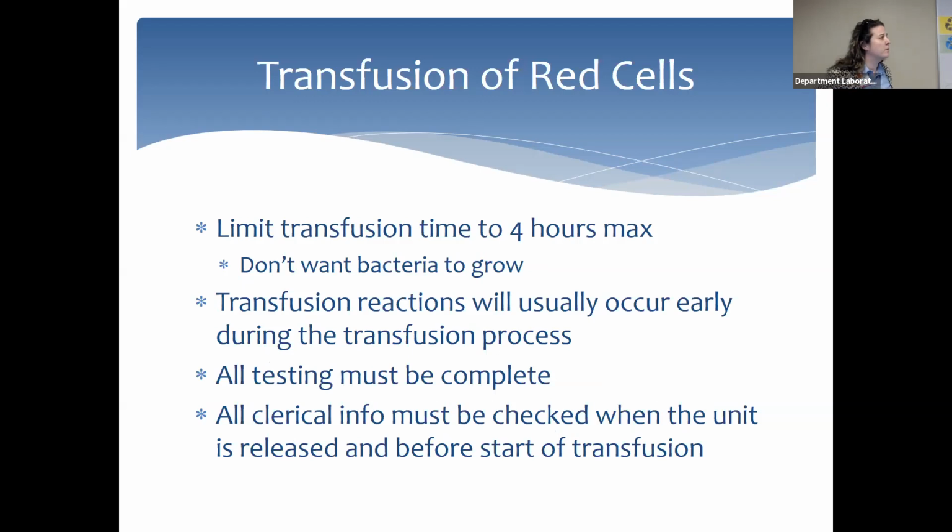And it's very important, before you issue these units to patients, that all of your testing is done. The patient's ABO, all discrepancies have been resolved. The Rh has been reported out. Your IAT has been performed. If they have any antibodies, then these units have been cross-matched, okay? And then the clerical info will be checked twice in blood bank and then again by 2 nurses at the patient bedside.